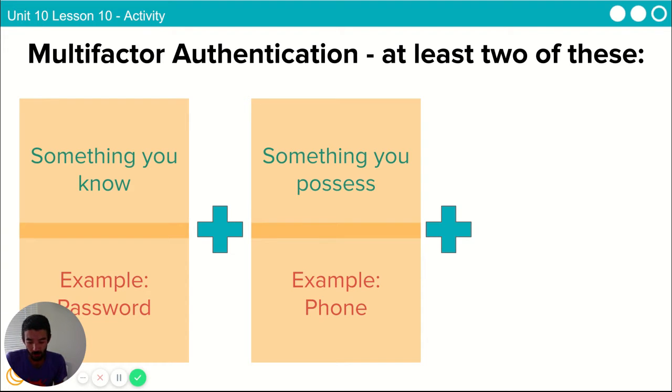So that leads us to adding another layer, and then we call this multi-factor authentication. So we've got something that you know, your password, something you possess, example of your phone. What do you think is another layer that could be added onto these two already to add even more protection? So go ahead again and pause, journal. What do you think that other layer could be?